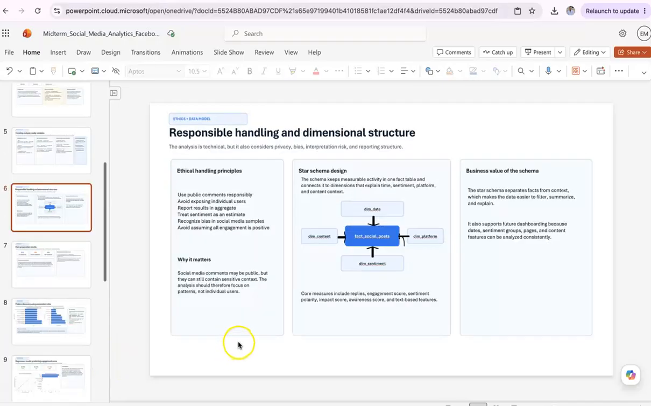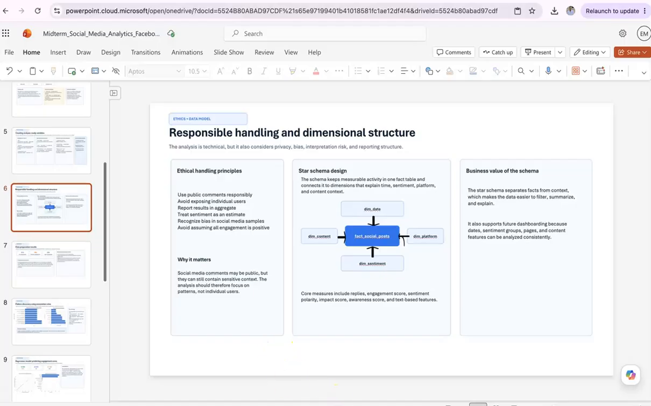This next slide talks about responsible handling and dimensional structure. It connects the technical analysis to responsible analysis. Social media data may be public, but it still needs careful handling because comments can reflect user experiences, complaints, and sometimes even user opinions. This analysis avoids exposing individual users in reported results, and treats sentiment as an estimate rather than absolute truth.